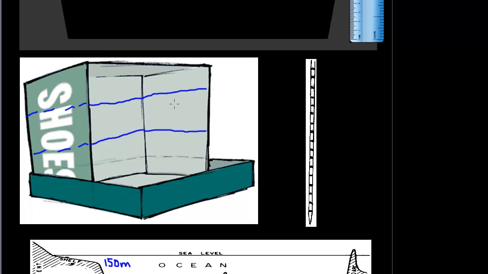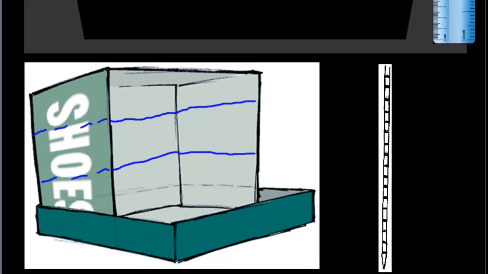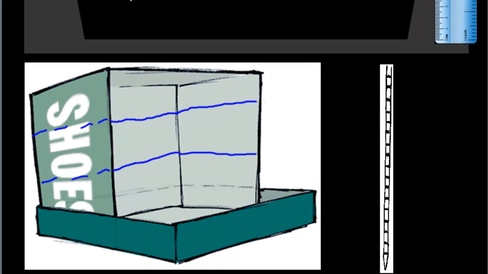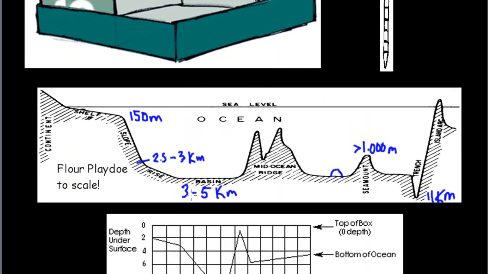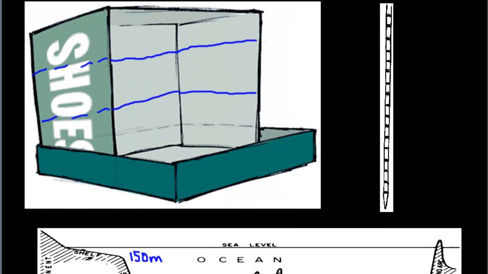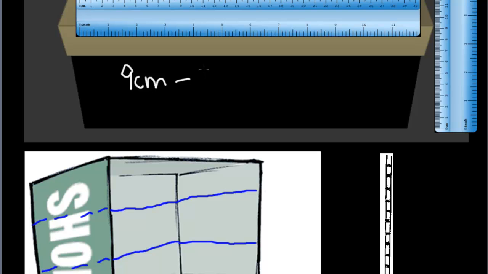So here's your shoe box. This is where you're going to design it. But how do you do that? Well, something like this. And maybe I'll start drawing it here. Let's say this box is 9 centimeters high. Let's say the deepest thing I want to make is an abyssal plain. And again, I can make this anywhere between 3 and 5 kilometers deep, or 3,000 to 5,000 meters deep. Let's say I want to make it 4,000. I'll split the difference.